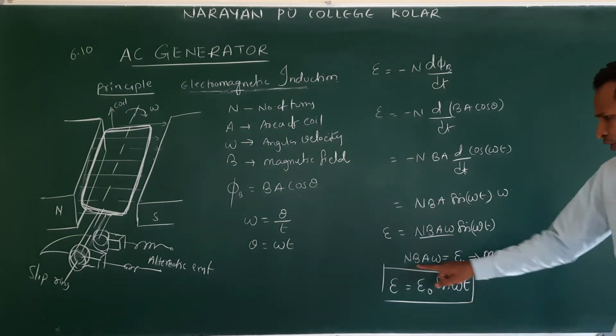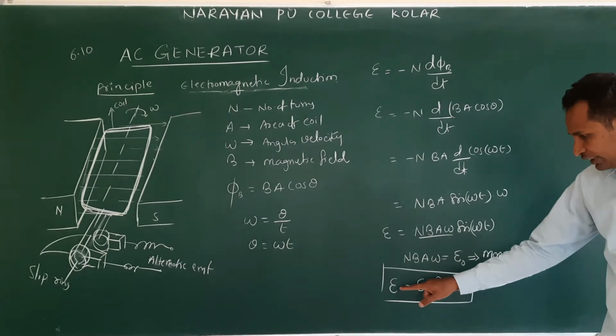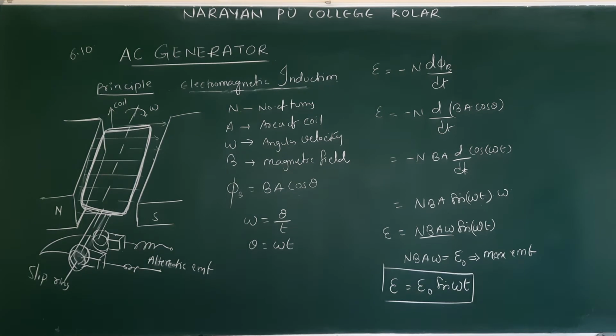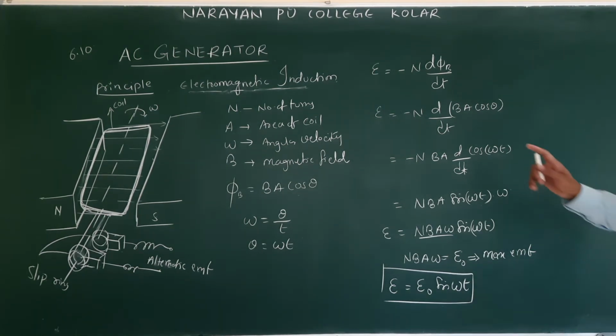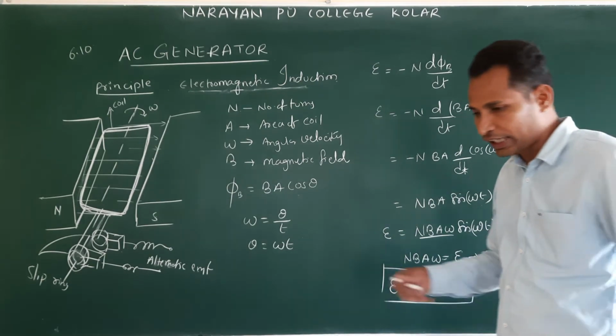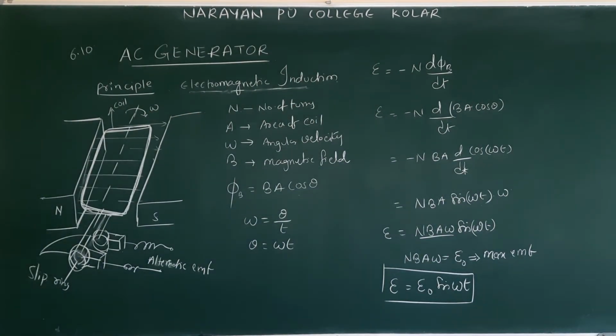Clear? So the maximum EMF formula is NBA omega, and E is equal to E naught sin omega t. Right? So this is about the AC generator. Now we will see how this EMF varies by using this equation. I will try to draw and explain the graphical representation of the variation of EMF. So make a note of this.